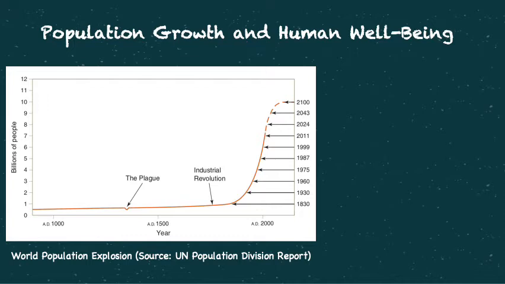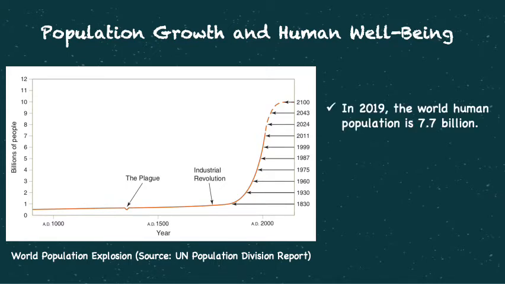This graph shows that the world population started a rapid growth phase in the early 1800s, driven by the Industrial Revolution, and it has increased sixfold in the past 200 years. In 2019, the world human population is 7.7 billion. In just the past 30 years, population has grown by 2 billion and it is expected to increase by another 2 billion in the next 30 years.